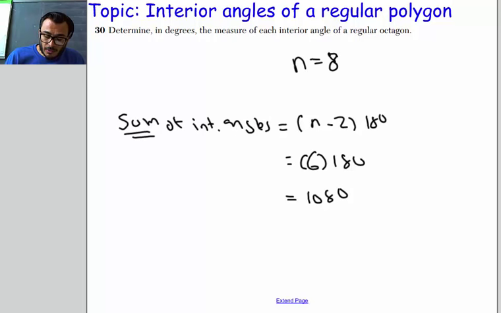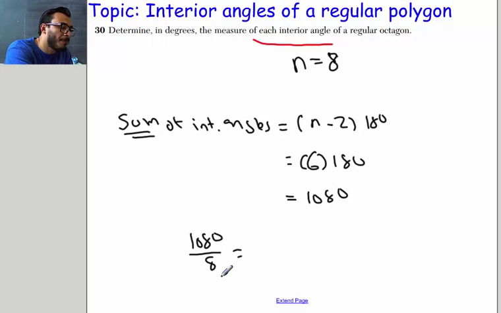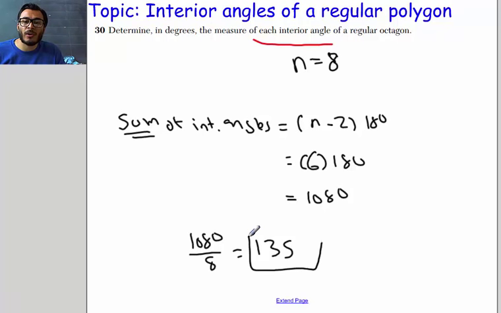Now 1080 is the sum. We want to figure out what one of them measures. So we have to take 1080 and divide it by 8. So let's do 1080 divided by 8. That's 135. So each interior angle is 135 degrees.